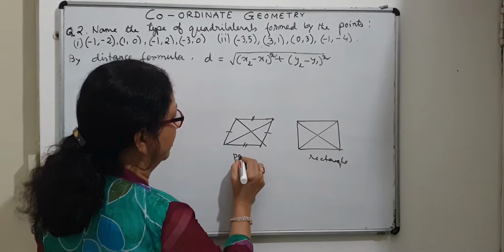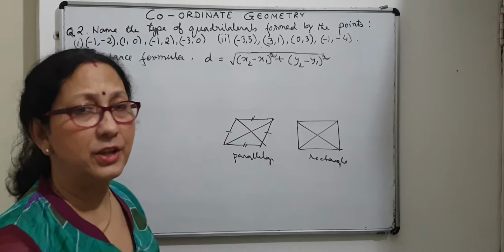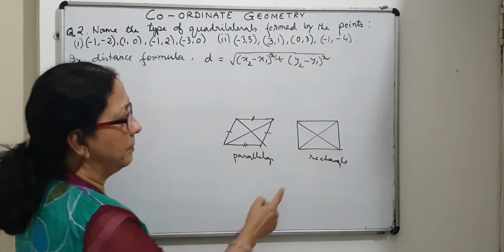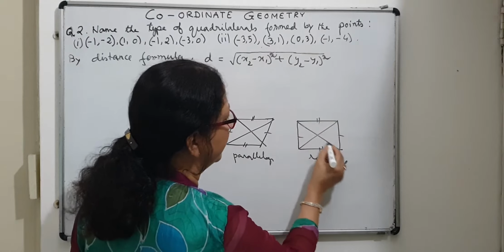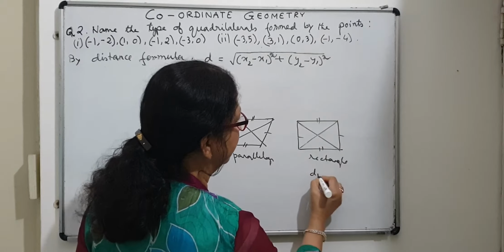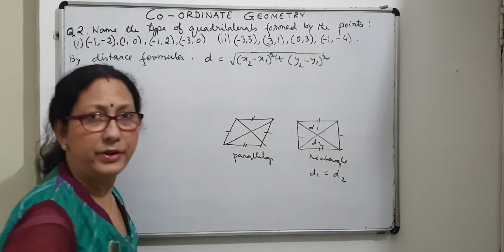So it is a parallelogram where only the opposite sides are equal but the diagonals are not equal. But here opposite sides are equal like a parallelogram, and the diagonals are also equal. Here diagonals are also equal. This is D1 and this is D2. Then it will be a rectangle.